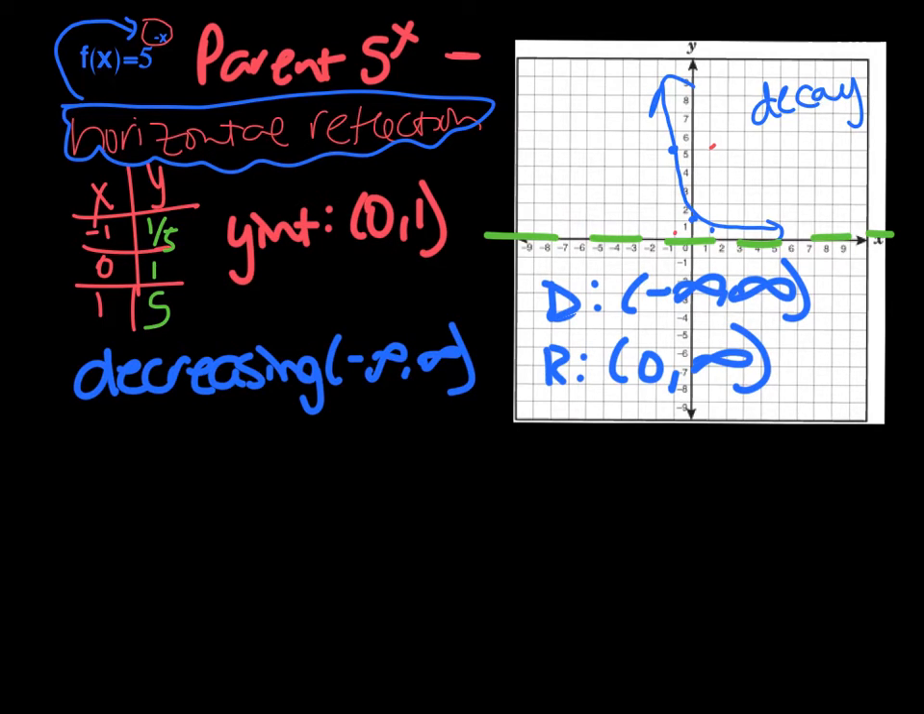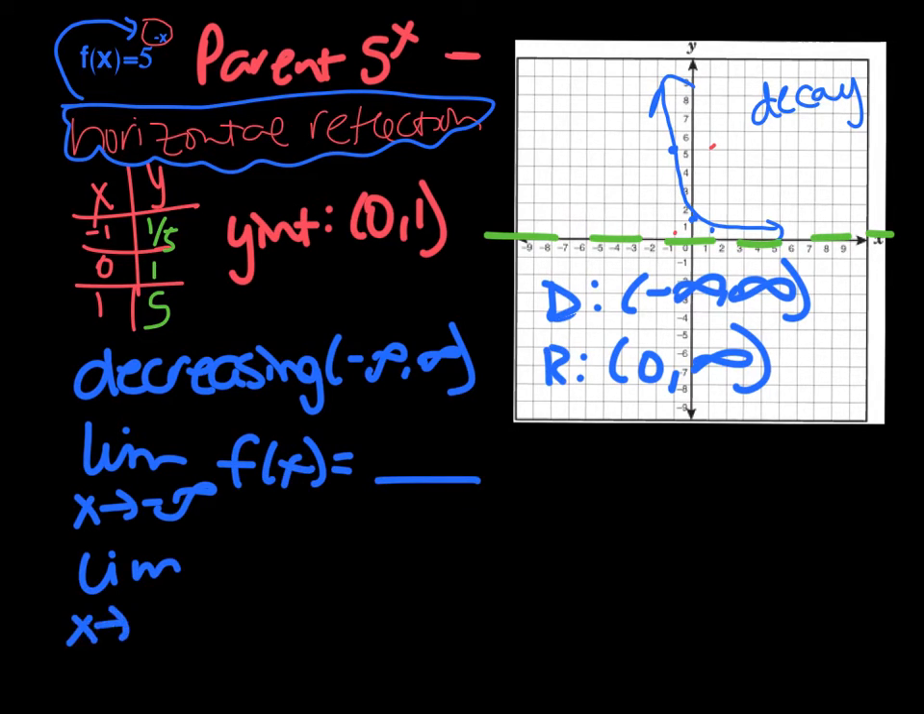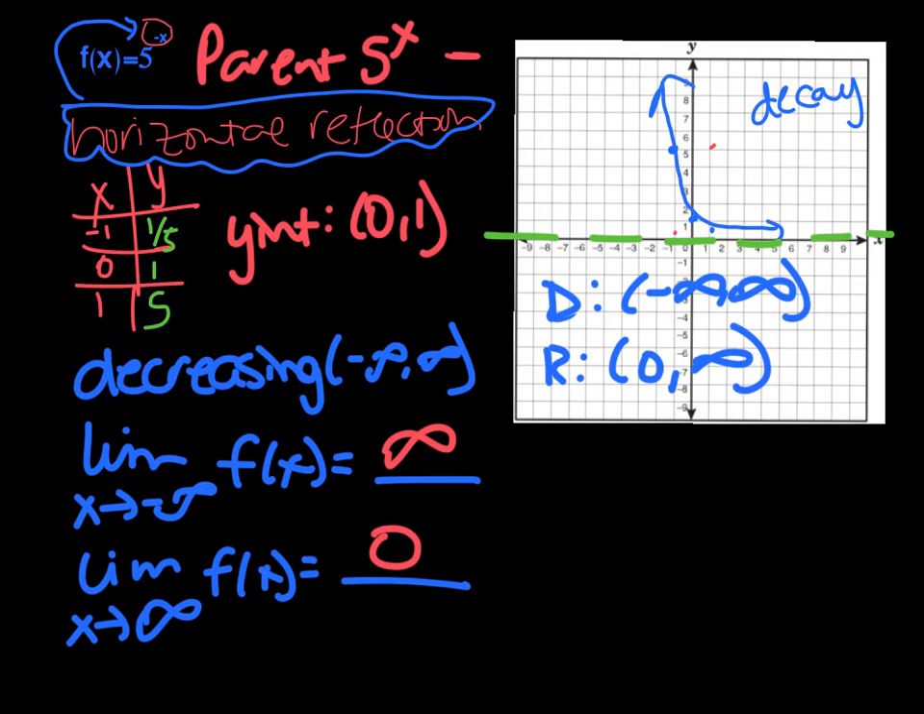Then my end behavior, my limit as x approaches -infinity of f of x, my limit as x approaches +infinity of f of x. So for my -infinity, I'm doing my left end behavior. This is pointing up, so it should be positive infinity. And then my right end behavior, where I'm approaching +infinity, this is getting closer and closer and closer to 0, so that is going to be 0. The other thing that I have to do is write the equation of my asymptote. Again, this is the same. This is y equals 0.